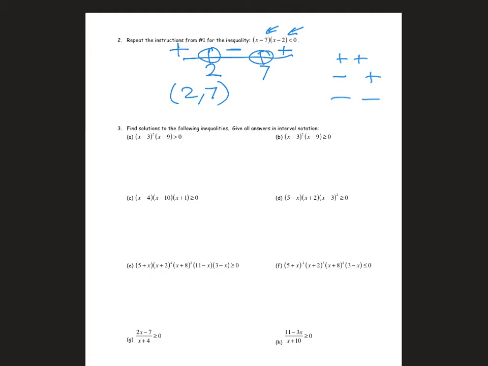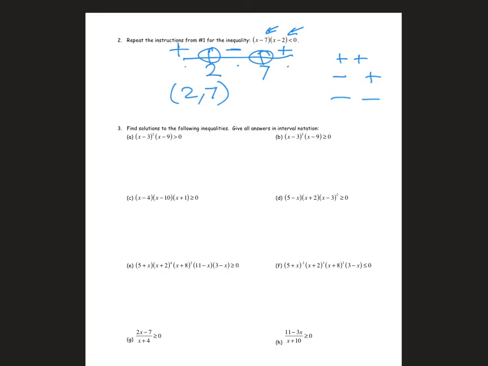So notice it went from plus, minus, plus. So it was alternating signs each time. That's not always going to happen. In particular, it won't happen if you have a quantity that's raised to an even power, because whether you're to the left of that particular number where it equals 0 or to the right, it's not going to change sign because of that squared. Let's see what I mean.